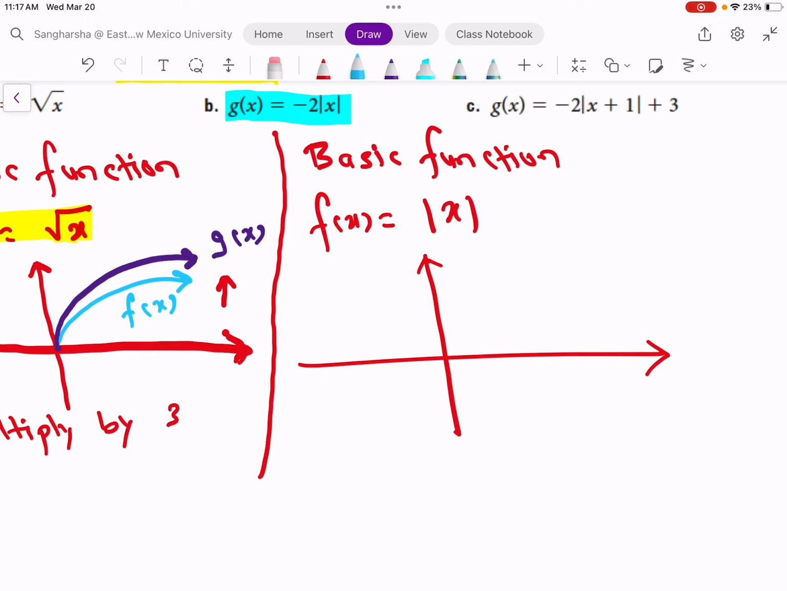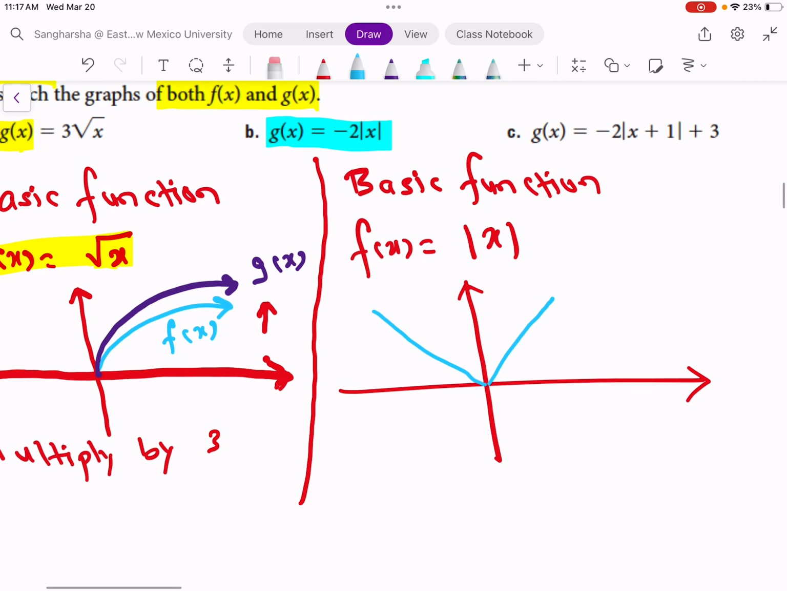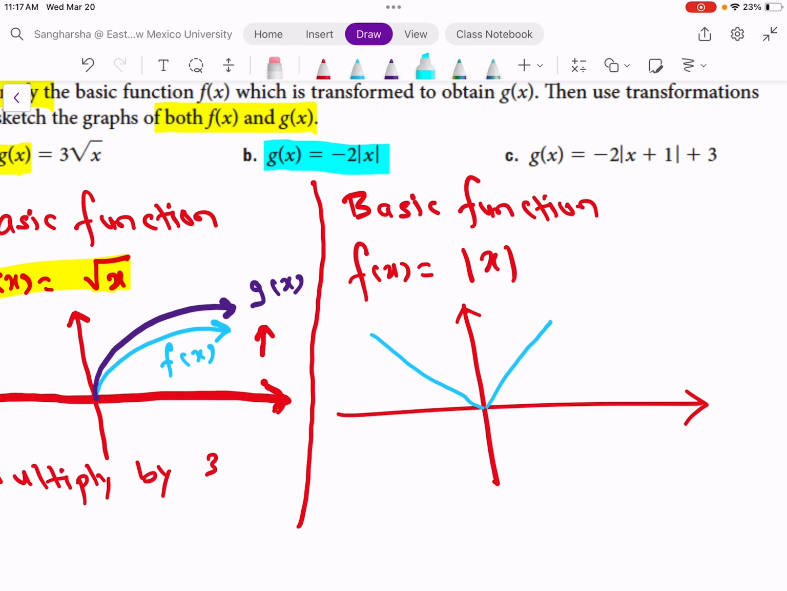So this is the graph for the absolute value function. Now we need to get g of x from our basic function, absolute value of x. What do we need to do? How can we get negative 2 times absolute value of x from absolute value of x? Okay, multiply by negative 2.